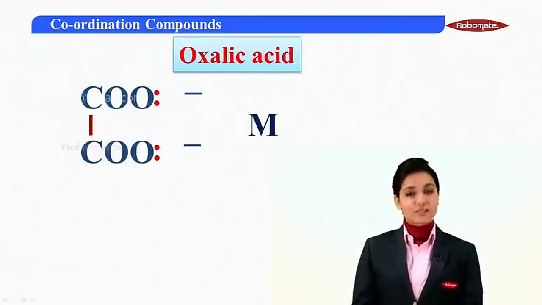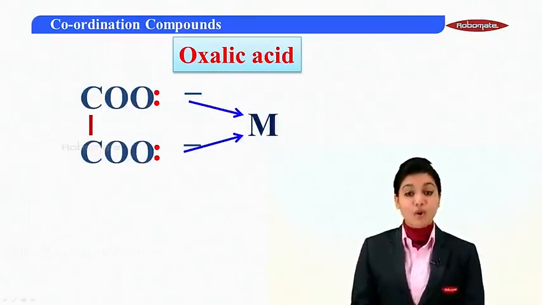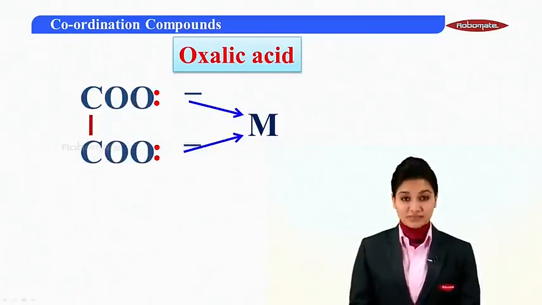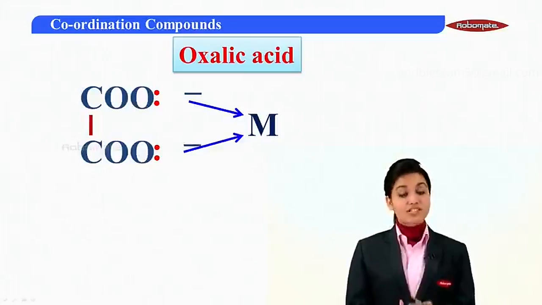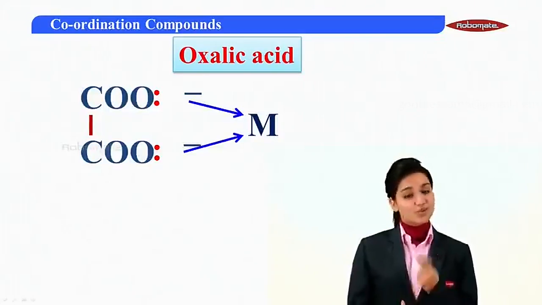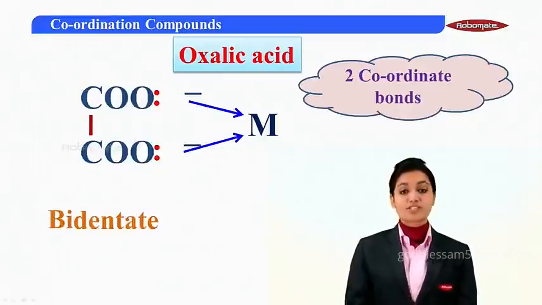So if I consider a metal here, can I say that both the oxygen atoms can form coordinate bonds with the metal? Now this oxalic acid is a ligand here, and how many bonds is this oxalic acid making with the metal? 2 bonds. So therefore, since it is forming 2 coordinate bonds, it is called a bidentate ligand.